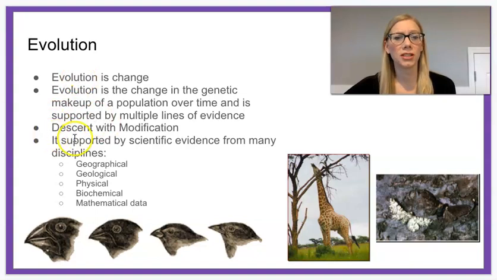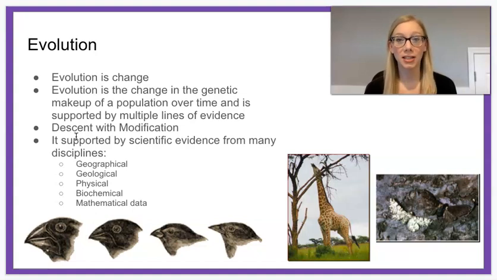Sometimes you'll hear evolution called descent with modification, right? Because they're producing offspring from one generation to the next. And as those offspring continue to survive and hopefully thrive, we see them get modified over really long periods of time. Some of the evidence we're going to use to look at this viewpoint of evolution is geographical, geological, physical, biochemical, even mathematical data, to show us why scientists say evolution is happening. Here are the changes that we can see based on the evidence.